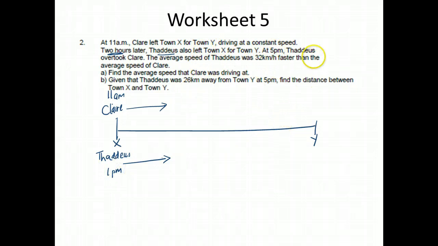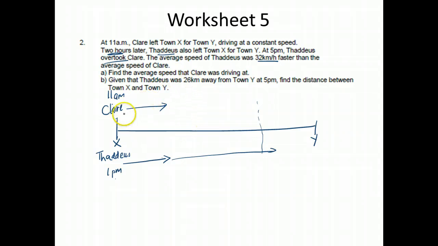At 5 p.m., what happened? Thaddeus overtook Claire. So at 5 p.m., Thaddeus overtook Claire. So this shows that Thaddeus' speed is faster than Claire's. The average speed of Thaddeus was 32 km per hour faster than the average speed of Claire.